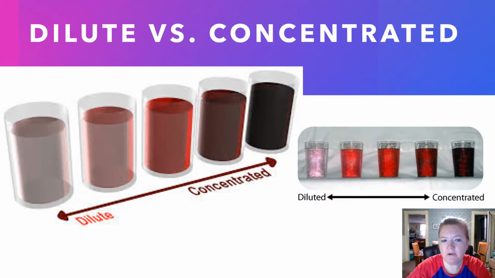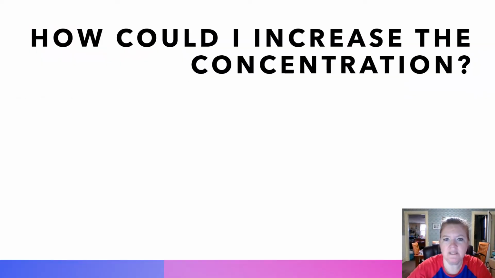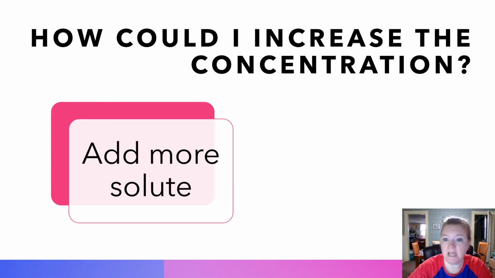Not every solution is the same. So some terms you may have heard before, dilute versus concentrated. Dilute barely has any of the solute in it, and concentrated has a lot. So how could I increase the concentration? Well, one of two major ways. First, add more solute. So if I'm making Kool-Aid and I mix it up and I'm like, oh, that is not sweet enough, add more Kool-Aid. If I make it and it's too sweet, if I add more Kool-Aid, that won't fix it, right?